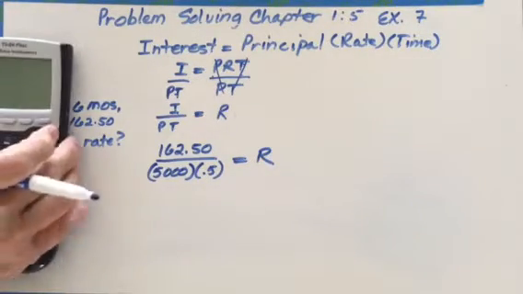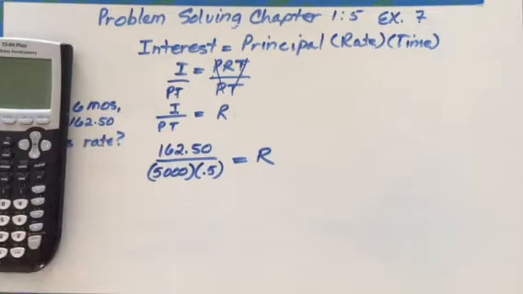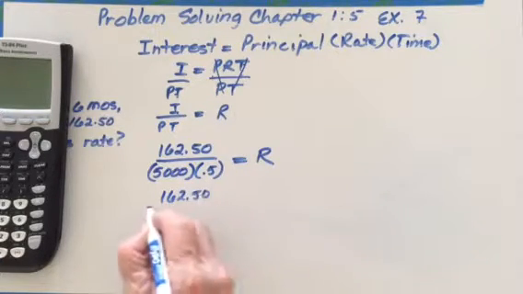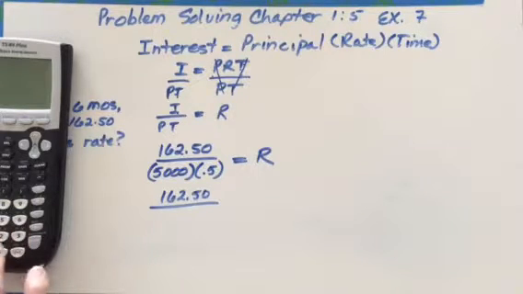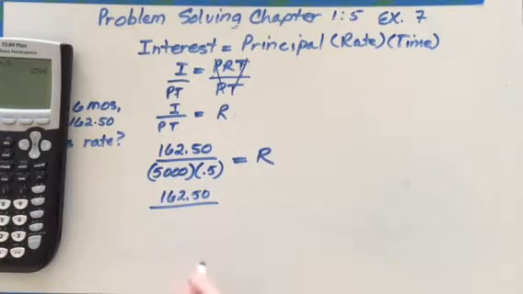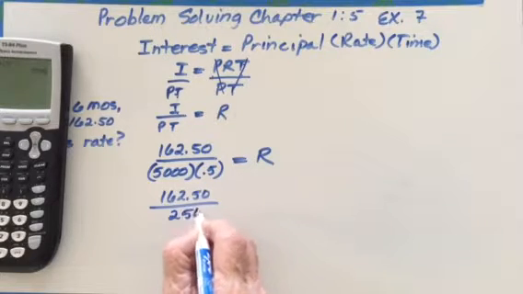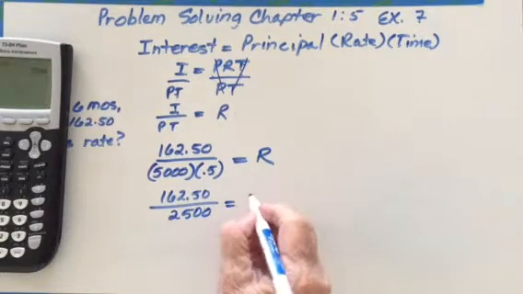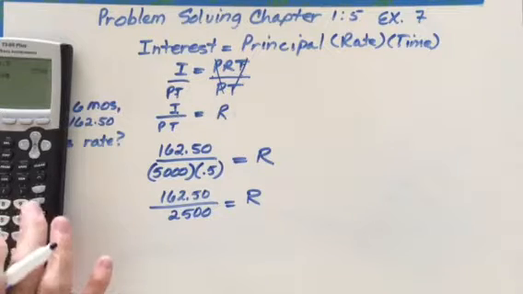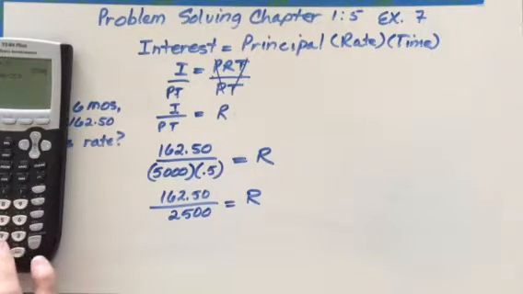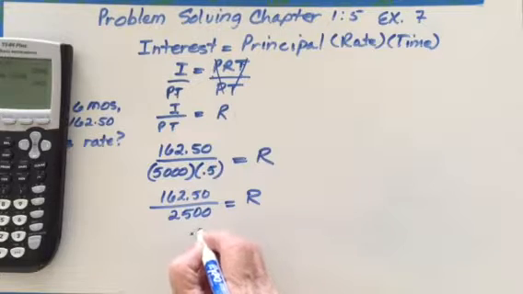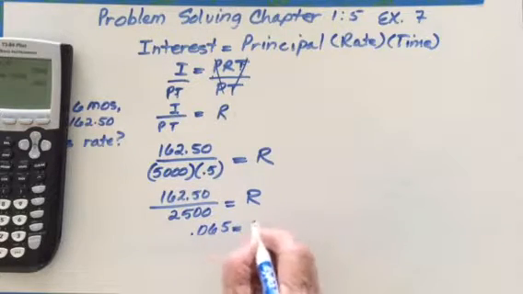All right. So let's see what happens here. So I have $162.50 divided by, now I'm going to multiply this out, 5,000 times 0.5 equals 2,500. Now I'm going to divide that. So 162.50 divided by 2,500 equals, and in my calculator I see that it is 0.065 is the interest rate.